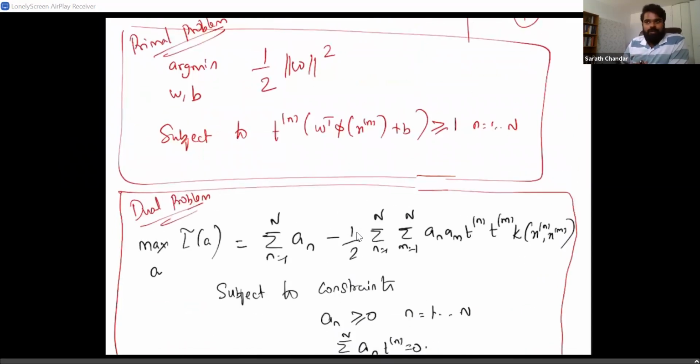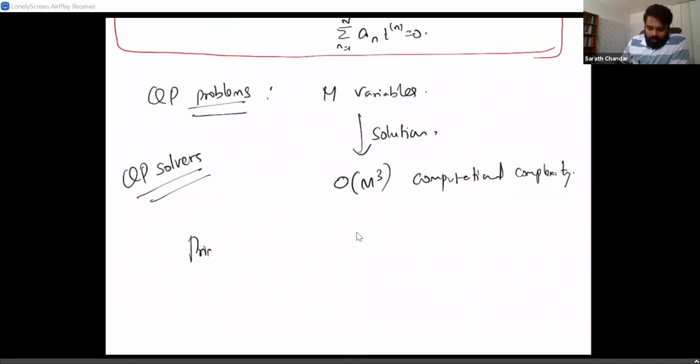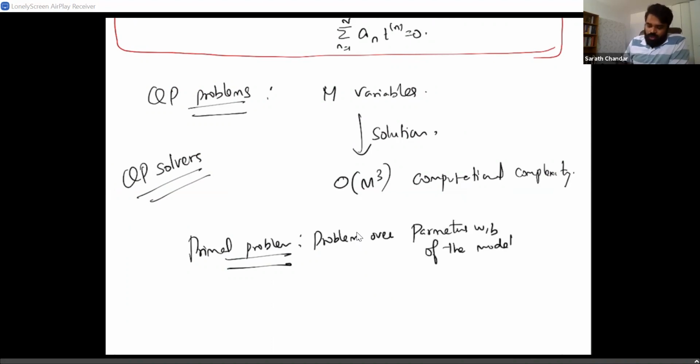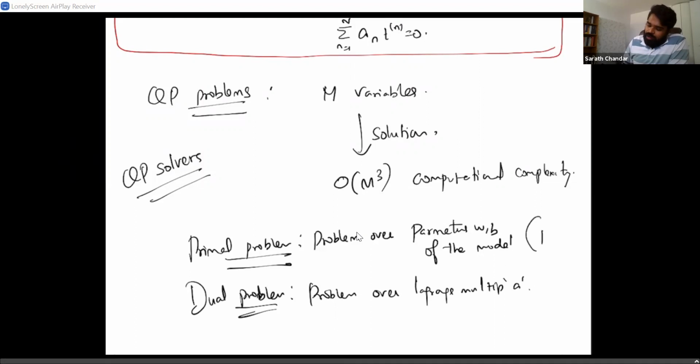Okay, so now let's look at the primal and dual. What are the parameters of the primal problem? Can anyone answer in chat? What are the parameters of this primal problem? W and B. Okay, now what are the parameters of the dual problem? A, right? So the primal problem is over the parameters of the model, parameters W and B. On the other hand, the dual problem is a problem over the Lagrange multipliers, A.